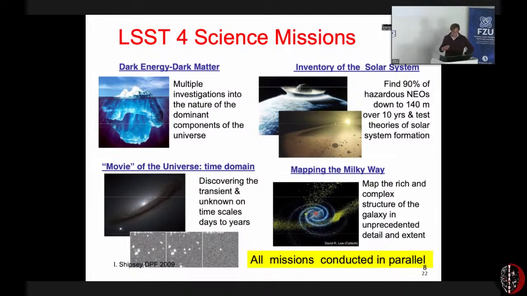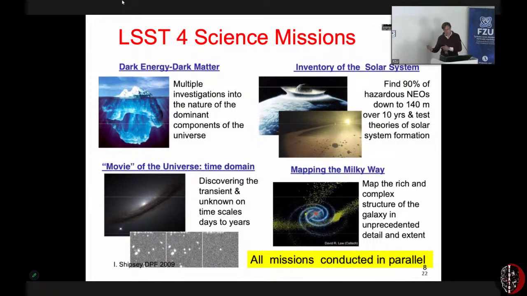So LSST was conceived with 4 science missions in mind. One, as I mentioned already, was to study dark energy and dark matter, and there are multiple probes that will do it, and I'll talk more about this later. Another was to map the Milky Way, our galaxy, then do the inventory of the solar system, so basically make catalogs of hazardous near-Earth objects or asteroids. And then for the first time, it was to create a so-called movie of the universe.